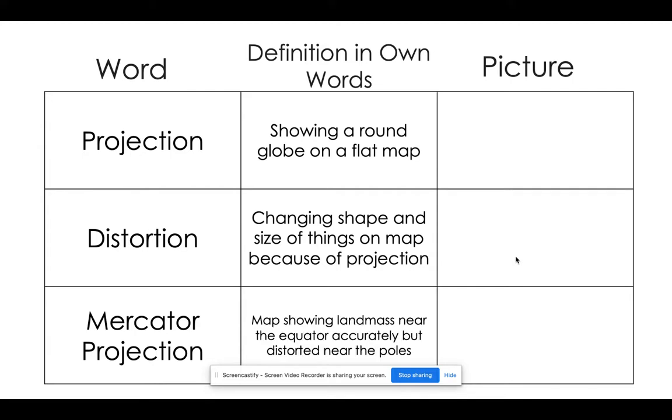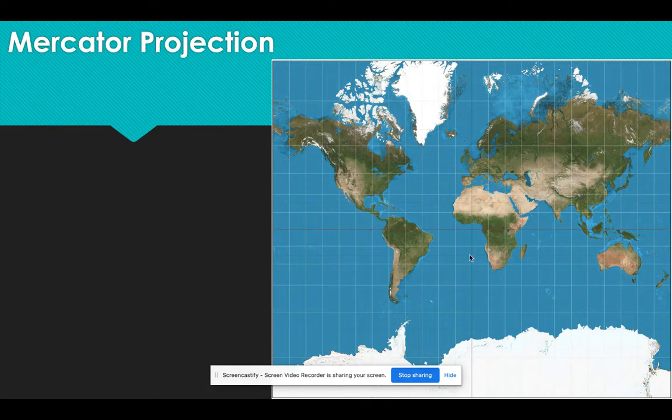A Mercator projection is the format of a map that shows landmass near the equator accurately, but it gets distorted the further away you get from the equator. So for example, this is a Mercator projection. Look how huge Antarctica is. Antarctica is not nearly that big. Neither is Greenland. So right here near the equator, everything's the right size. But because this should all be wrapped around a sphere and it's been stretched out into a square, it causes these areas closer to the poles to be stretched out.